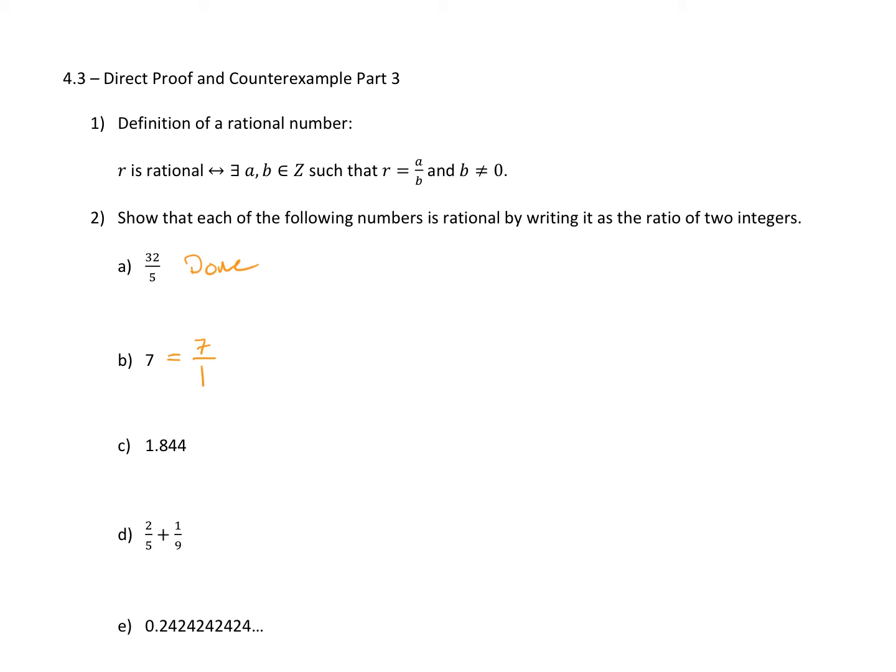1.844, we can write as the ratio of two integers by doing 1,844 divided by 1,000. And then 2 fifths plus 1/9, we know that that's rational. We can know that it's rational by adding them together, right? So this is 18 45ths plus 5 45ths, getting a common denominator, which is 23 45ths, ratio of two integers.